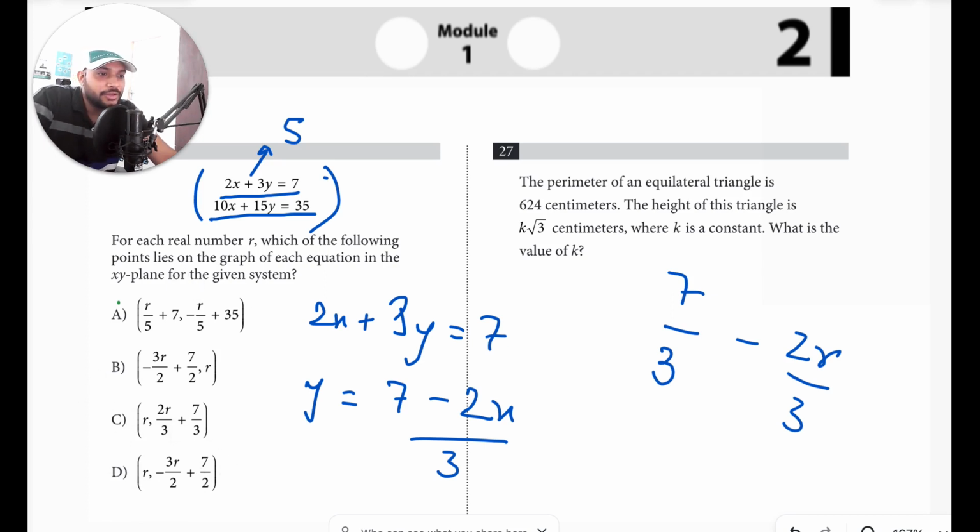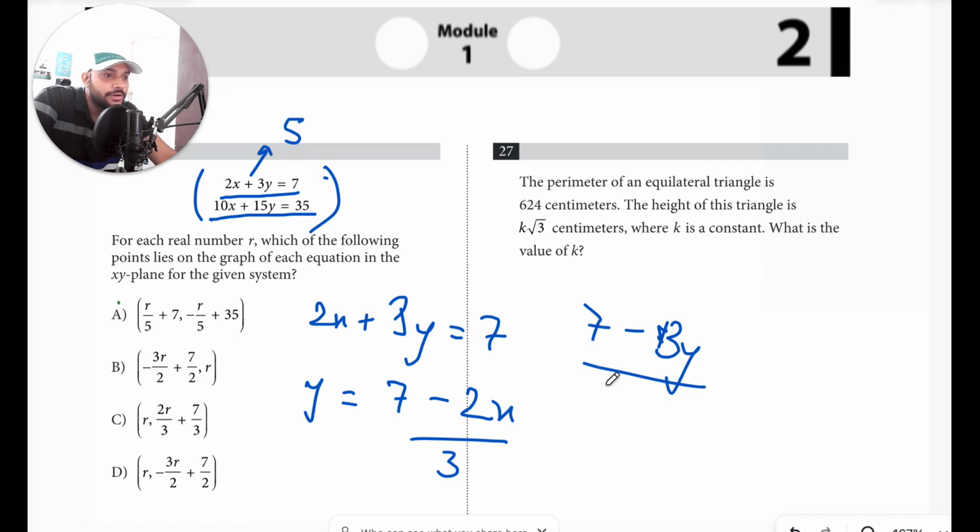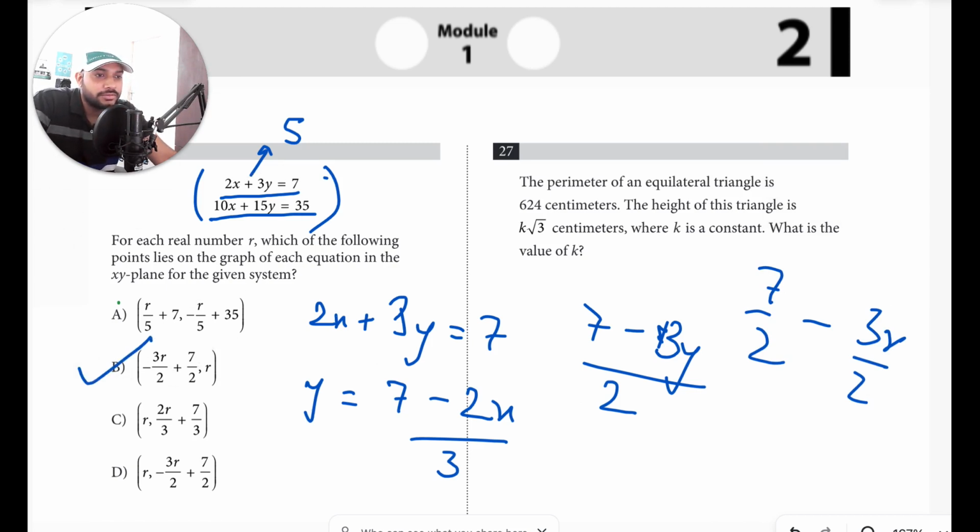Okay, let's do the other way then. I'll check for option B. For option B, I'll say y is r. What is x? x is equal to 7 minus 3y over 2. And y is r. That means 7 over 2 minus 3r over 2. Yep, that matches. Option B is correct. Okay, next question.